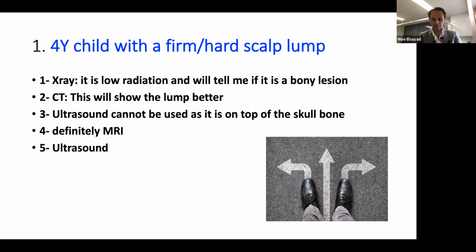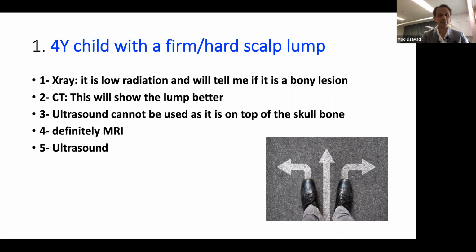If I can have in the chat box a couple of responses would be great, just to see how people are thinking. So child lump in the scalp. Okay, perfect. I can see 5s and 1s coming. Perfect. And now I can see 3. I just need a couple more. So I have to say that the winning is 5, but I can see a couple of 1s. So I would go for ultrasound. I think this is the correct answer.